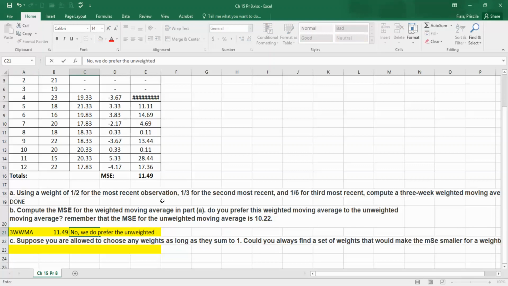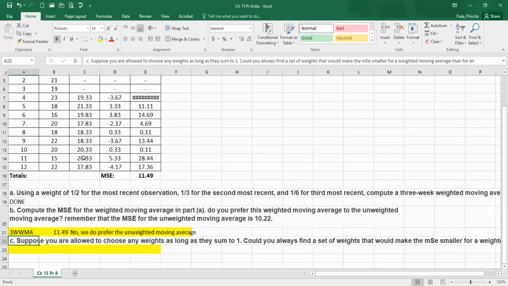Did I misspell something? No, moving average. There we go. I have to worry, but I don't like when it doesn't show right. But that's okay. Let's go to the last one.